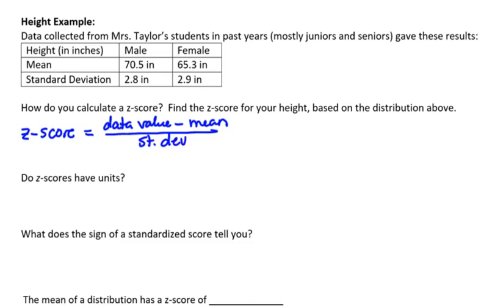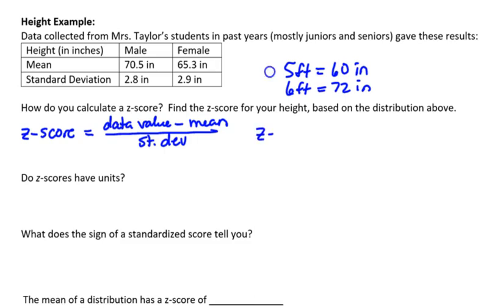So the data value minus the mean tells you how far the data value is from the mean. And then when you divide it by the standard deviation, that tells you how many standard deviations away from the mean that value is. So I want you to find the z-score for your height. I'm going to do mine. You might remember that 5 feet is equal to 60 inches and 6 feet is equal to 72 inches. So if off the top of your head you're not sure how many inches you are, that would help. I'm 5'9", so I'm 69 inches tall.